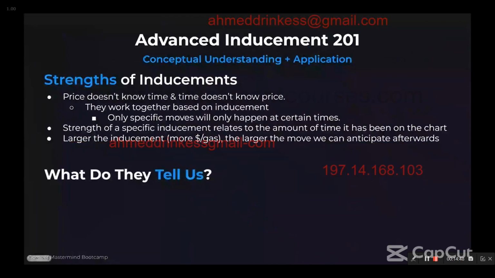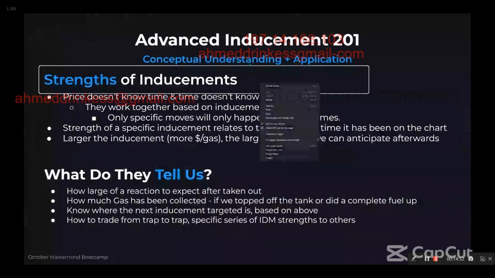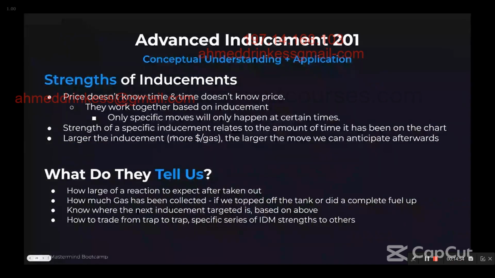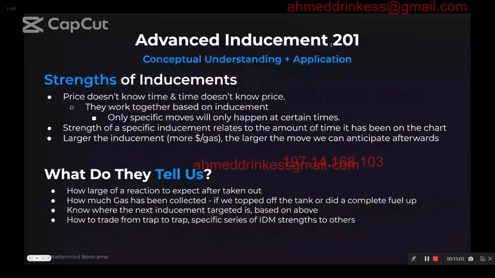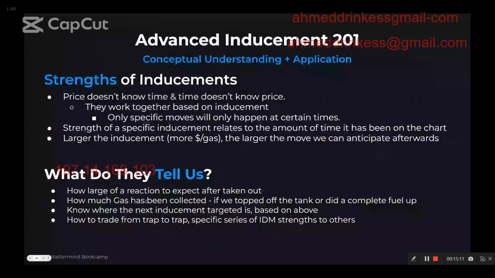So specifically, what do they tell us? How large of a reaction to expect after it's taken out. For instance, you can imagine that a 1-minute inducement will cause a smaller reaction than a 1-hour inducement. You can expect many more pips to be collected, targeted afterwards.